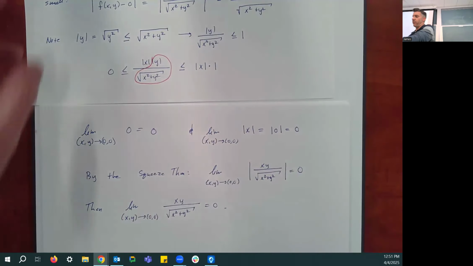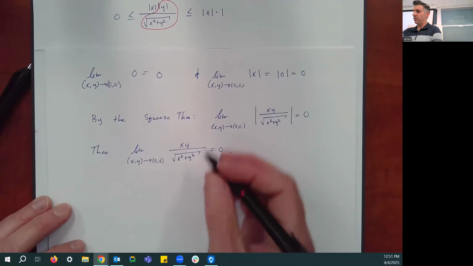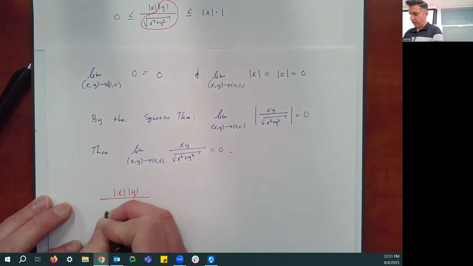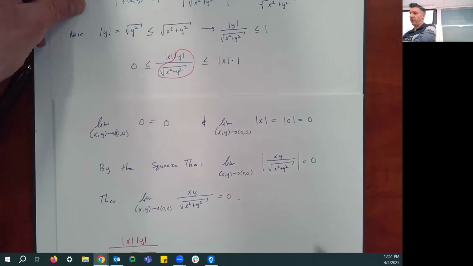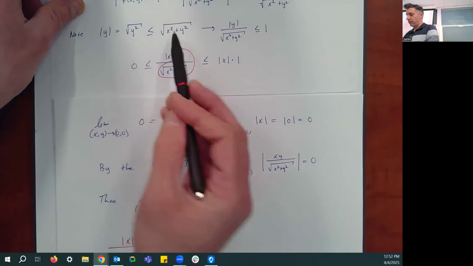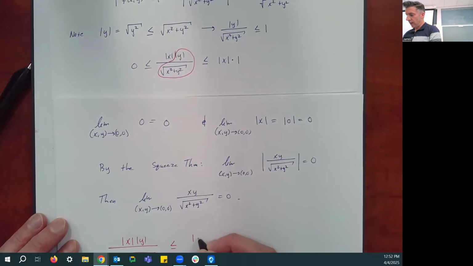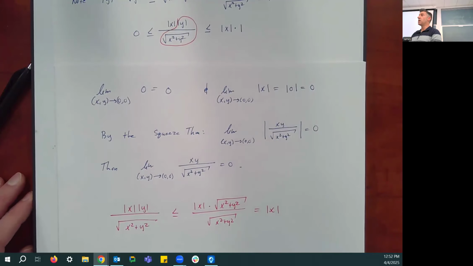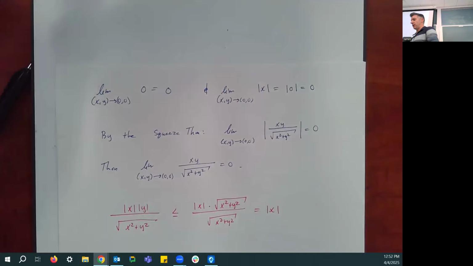If you prefer, and you might prefer doing it the other way, let me just show you. If I had done it this way instead, where I'd started with the absolute value of x times the absolute value of y divided by the square root of x squared plus y squared, and just said my absolute value of y is less than or equal to the square root of x squared plus y squared, and this is less than or equal to the absolute value of x times the square root of x squared plus y squared divided by the square root of x squared plus y squared. And then those cancel and give me the absolute value of x. Either way is fine. I just thought I would show it a slightly different way at the time.